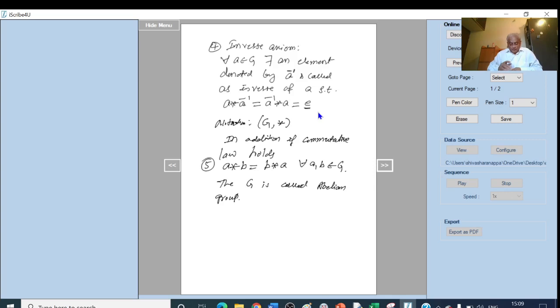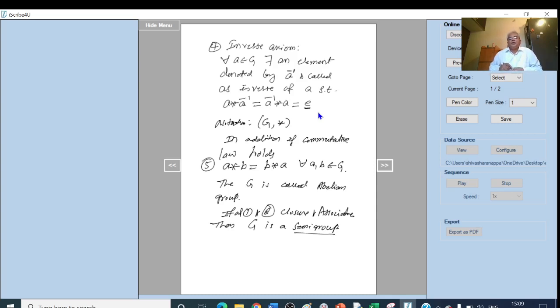Now here, if only the first 2 conditions are satisfied, that is closure and associative, if only these 2 conditions are satisfied, then we say that G is a semi-group.